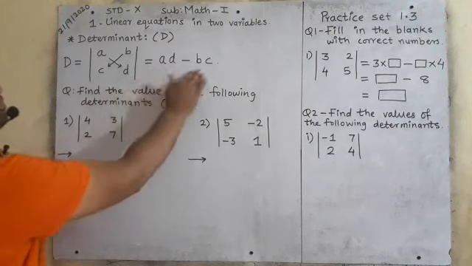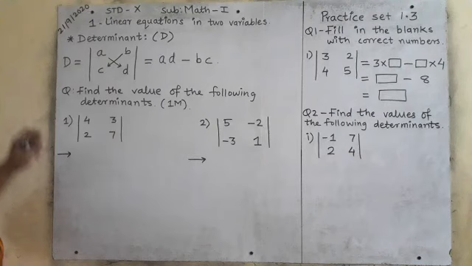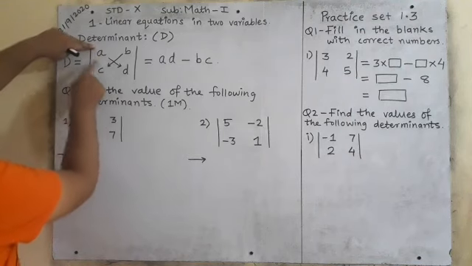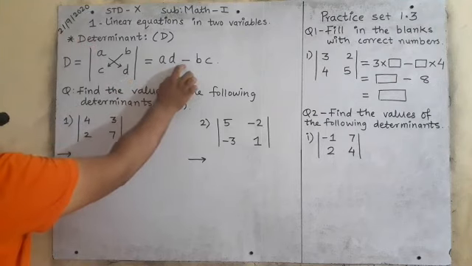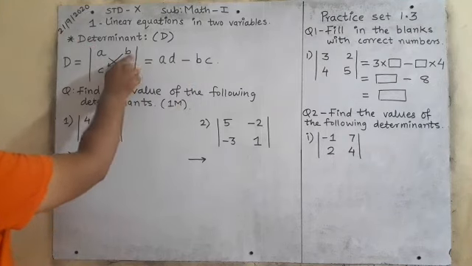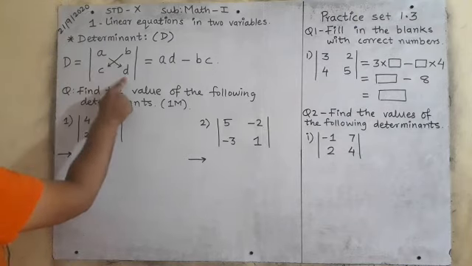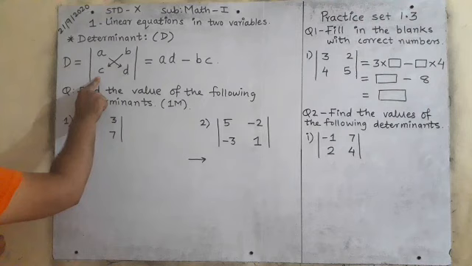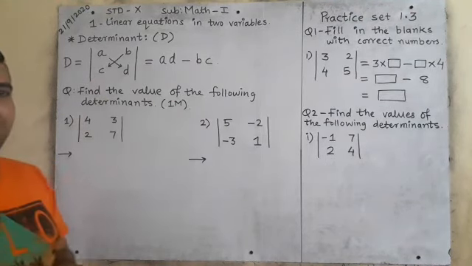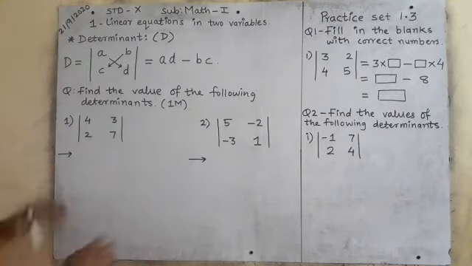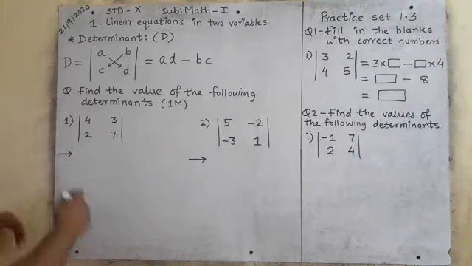And what is the formula to solve the determinant? What formula will you use to find the determinant? You will multiply this A by D, this number by this number, and then there will be a minus sign. Then we will multiply B by this number. It means AD, A multiplied by D, minus B multiplied by C. This is the general formula to find the determinant of any given four numbers. Now look here, I have given some examples for your easy understanding. I hope you will understand.